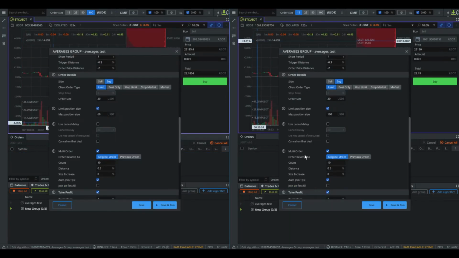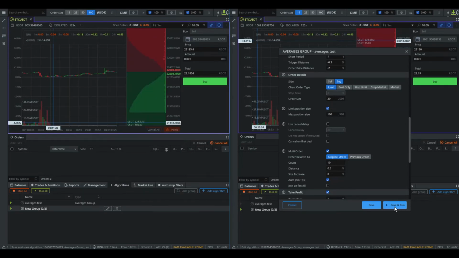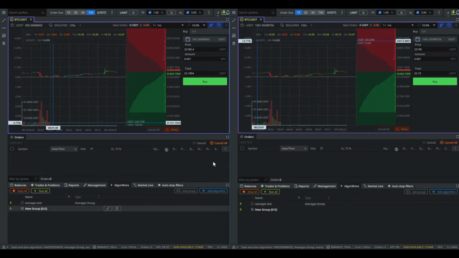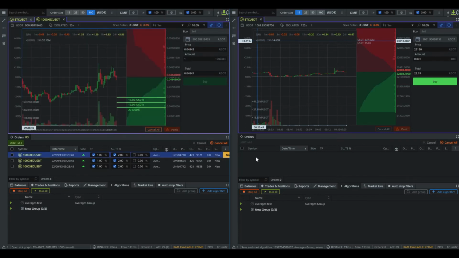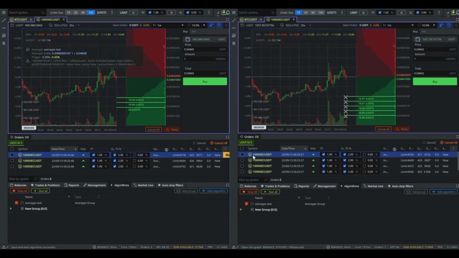Limit position size limits the maximum position size in one market according to this algorithm. On the left we set a limit of $60 and on the right $100. In both cases we have 10 levels, $20 each. As we can see, 3 levels have opened on the left and on the right 5.